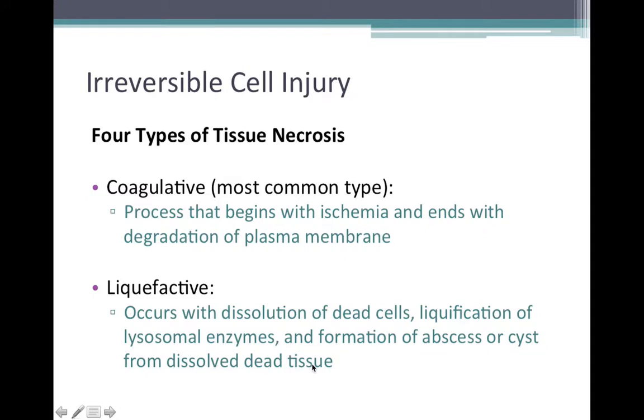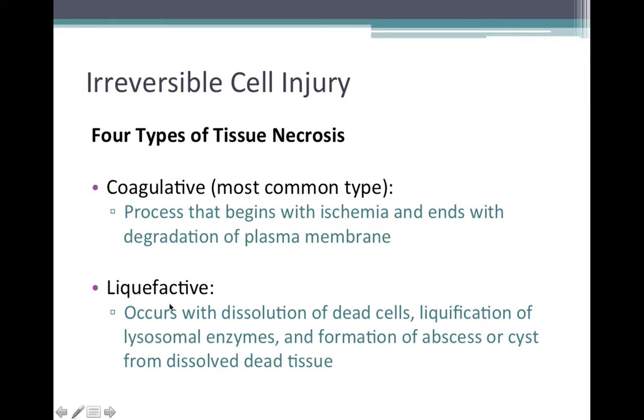Now, there's 4 main types of tissue necrosis we'll talk about. The first of which is coagulative. Now, coagulative necrosis begins with ischemia, or lack of blood flow, and that ends with degradation of the plasma membrane. So coagulative necrosis is caused by ischemic events, that could be blood vessel rupture, or blockage of a blood vessel, or decrease in blood flow, that basically leads to degradation of that tissue in the long term.